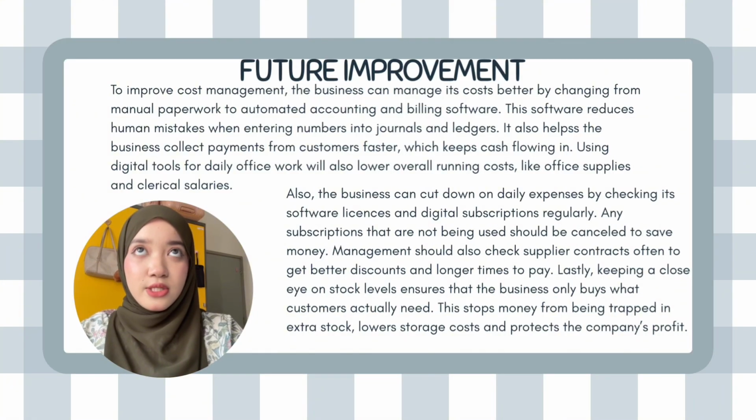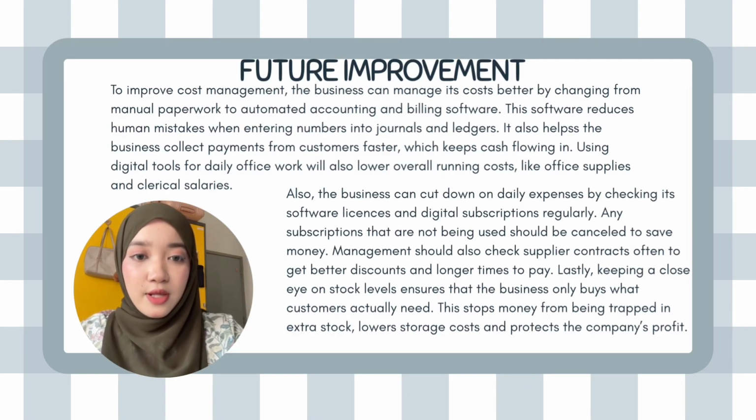Management should also check supplier contracts often to get better discounts and longer times to pay. Lastly, keeping a close eye on stock levels ensures that the business only buys what customers actually need. This stops money from being trapped in extra stock, lowers storage costs, and protects the company's profit.